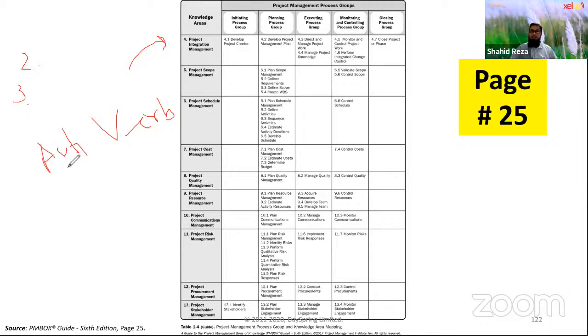What does it mean? That means these processes are not just for reading or understanding. When you do a practical project, you have to take action. You have to complete the process. So that's why every process starts with an action verb. Say, develop project charter, develop; plan scope management, plan schedule, direct and manage project work, control schedule, manage quality. So what we are seeing is that everywhere an action verb is used.